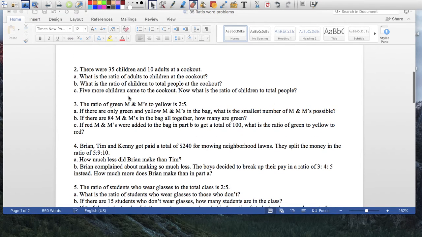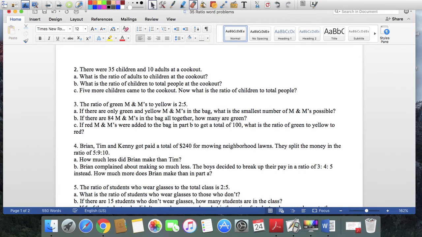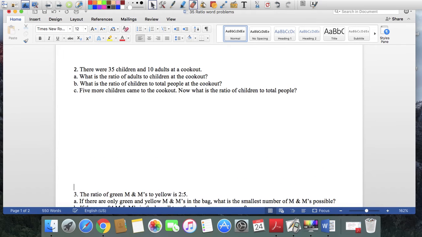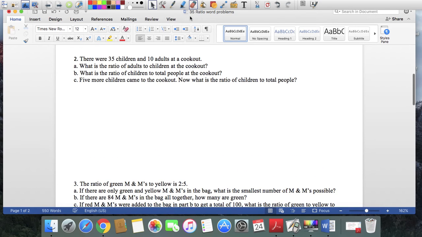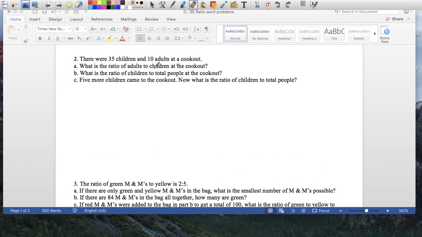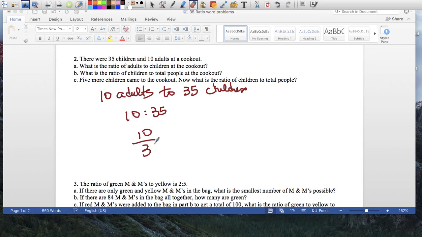2. So there are 35 children and 10 adults at a cookout. What's the ratio of adults to children? The ratio of adults, how many adults are there? There are 10 adults to children, to 35 children. So that's my ratio. And I can write it like that, or I can write it like this, 10 to 35, okay?